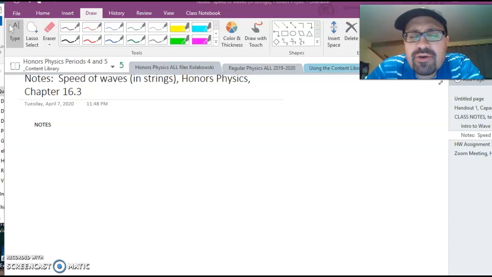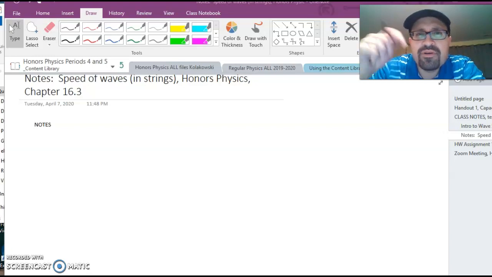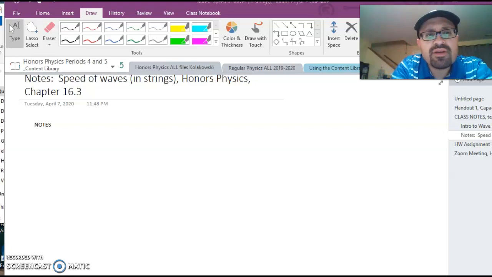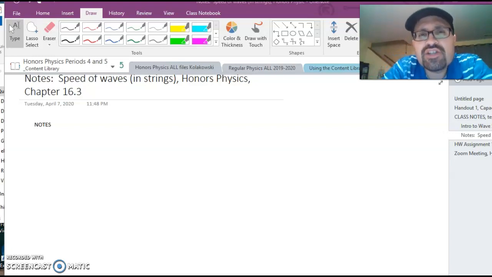This lesson is going to be about the speed of waves in strings. You could imagine if you pluck a guitar string, or if a hammer hits a piano string when you press a key, what it does is it sends a wave through that particular medium. And there's a bunch of physics that we can learn by studying events like this. So let me start with a little bit of information and then go into a sample problem for you guys.